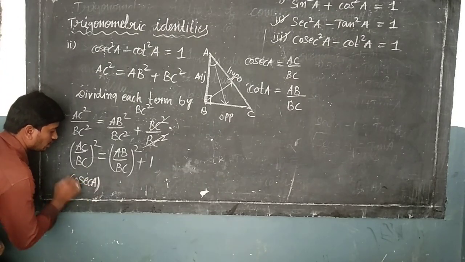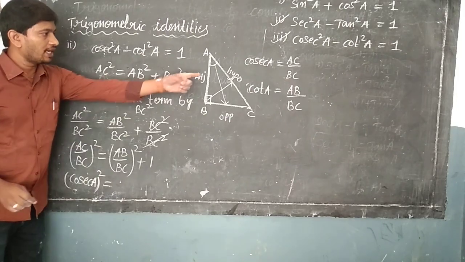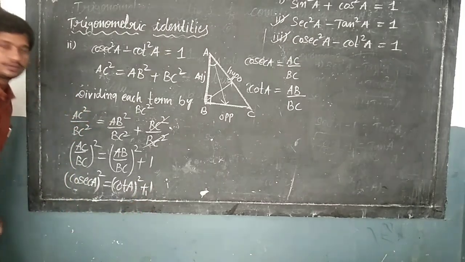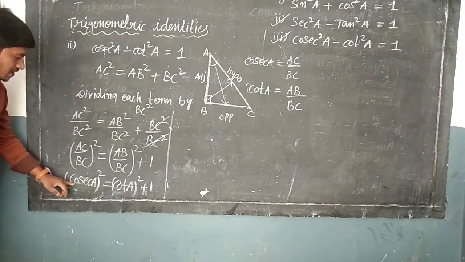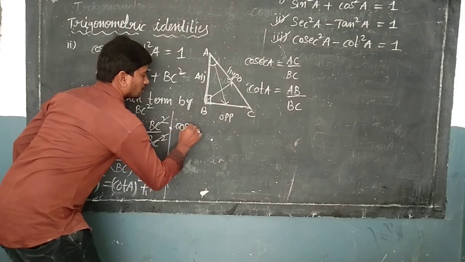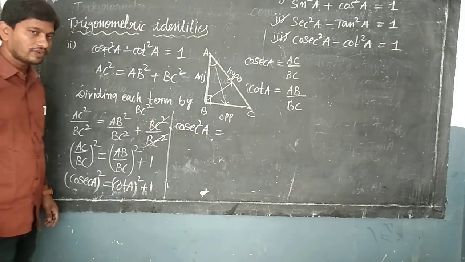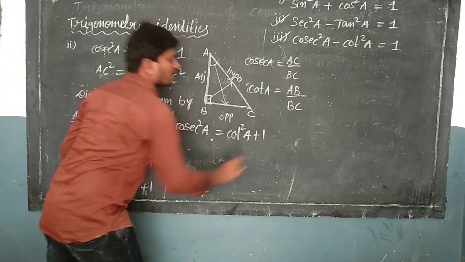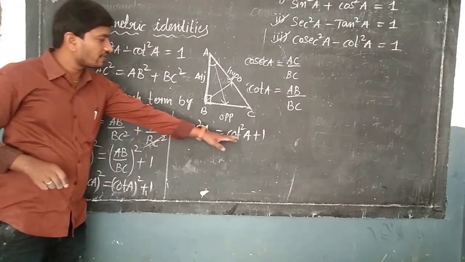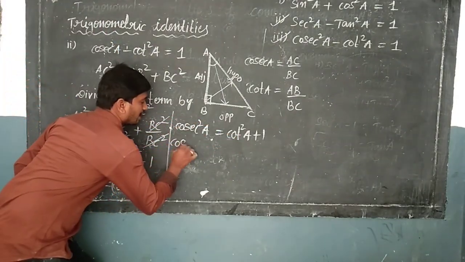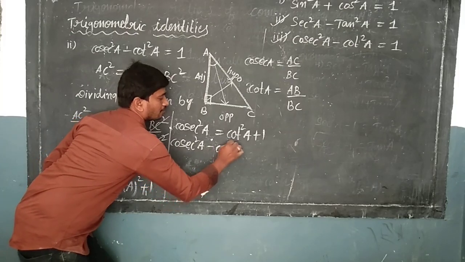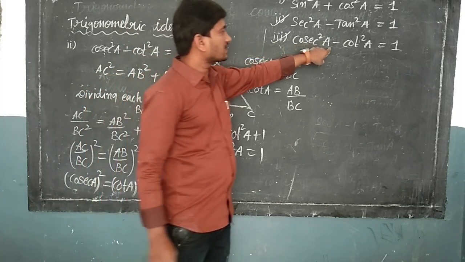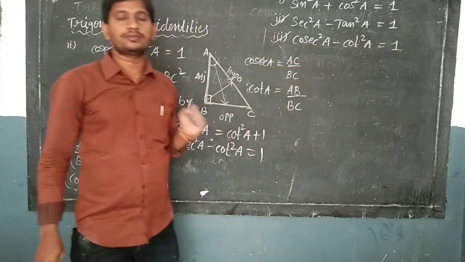So I can write cosec A whole square equal to AB by BC is nothing but cot A whole square plus 1. So cosec square A equals cot square A plus 1. Now cot square you take towards left hand side. I can write as cosec square A minus cot square A equal to 1. That is our third identity. Cosec square A minus cot square A equal to 1.